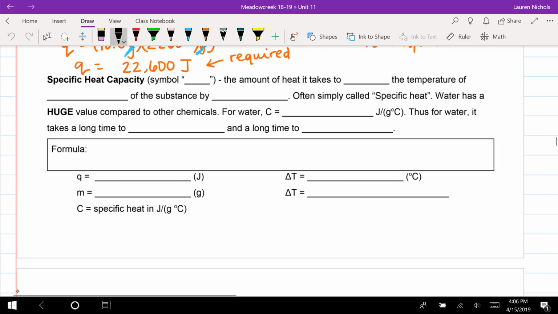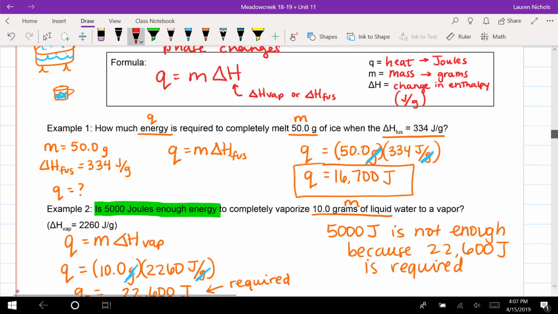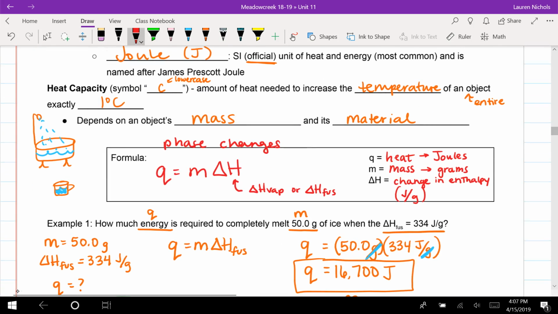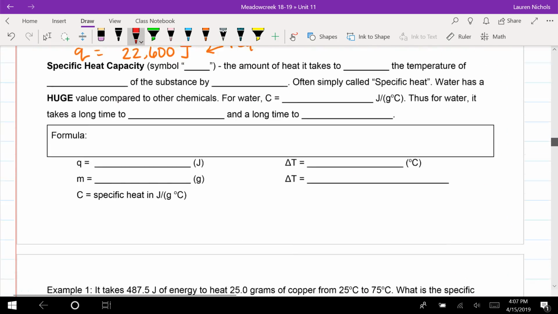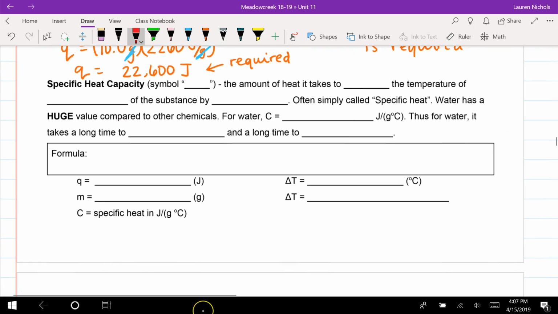So right now we're going to talk about specific heat capacity. In our last video we talked about how normal heat capacity refers to the amount of heat needed to increase the temperature of the whole object, and we compared the bathtub of water versus the cup of water. Specific heat, which has a symbol of a capital C, is the amount of heat it takes to raise the temperature of only 1 gram of the substance. So not the entire object, just 1 gram of it by 1 degree Celsius. And oftentimes we just call it specific heat.